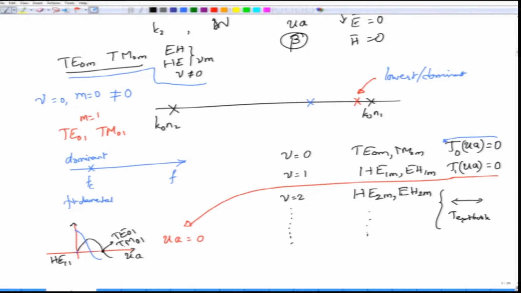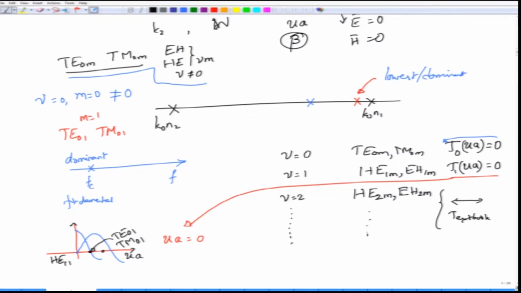So for TE01 and TM01 modes, the cutoff condition is that the parameter UA must exceed this value. It is the point where, so it is this one. Okay.